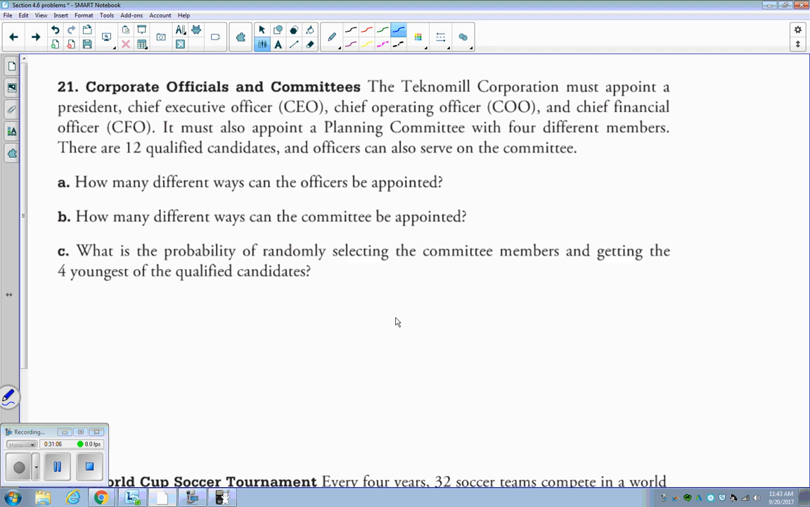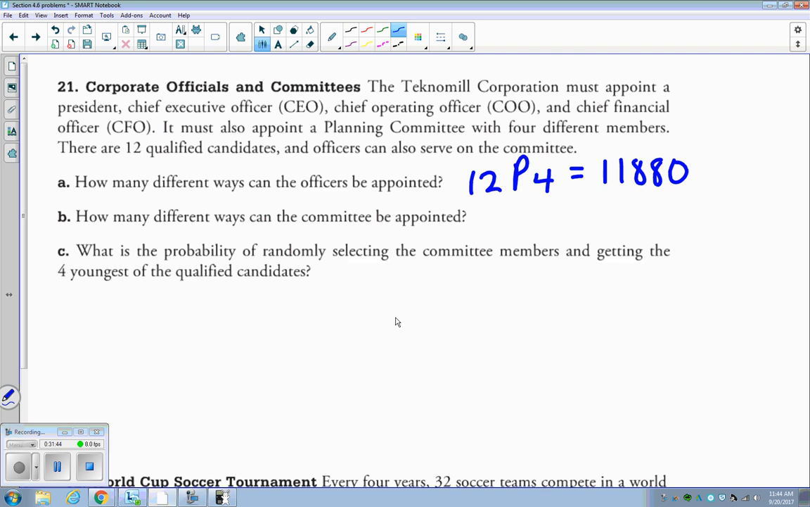So if I'm selected 4th, I could be the CFO. But if I'm selected 2nd, I would be the CEO. So that way order matters. So to find A, how many am I choosing from? 12, permutation, 4, which is 11,880. Part B, how many different ways can the committee be appointed?